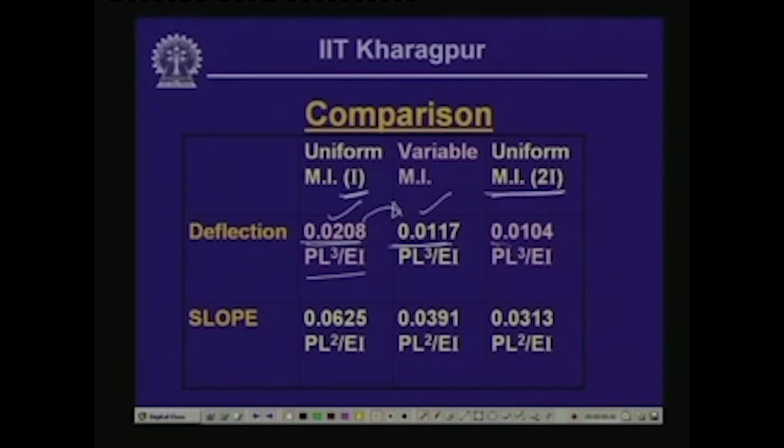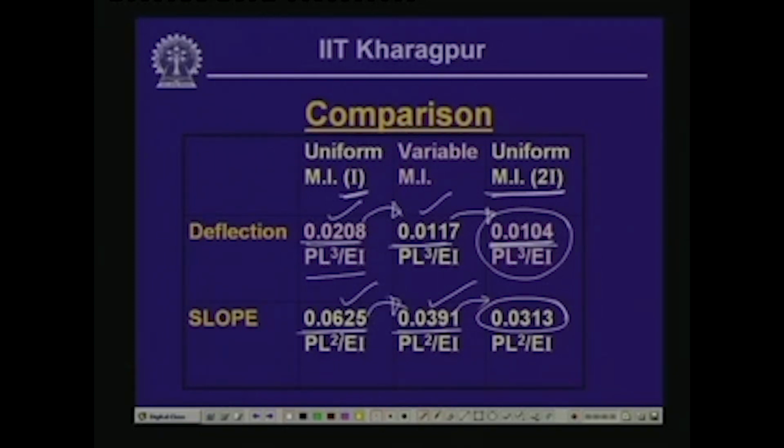I, then your value is 0.0104. In fact, from these to this the reduction is not to that extent, and so is in case of slope. You see here we get 0.0625, for the variable moment of inertia we get 0.0391, and when it is becoming twice EI, we are getting 0.0313. Hence, the reduction again from here to here is not that much to the extent as we achieve over here.